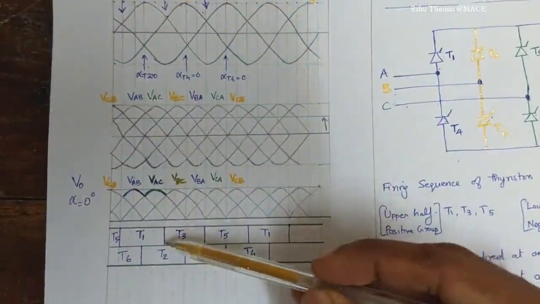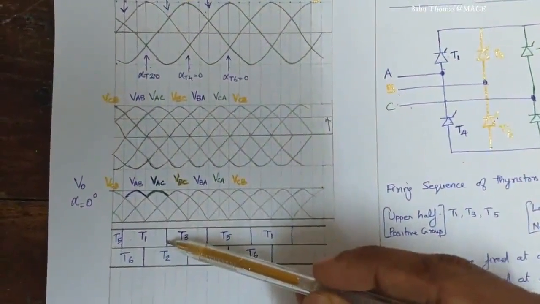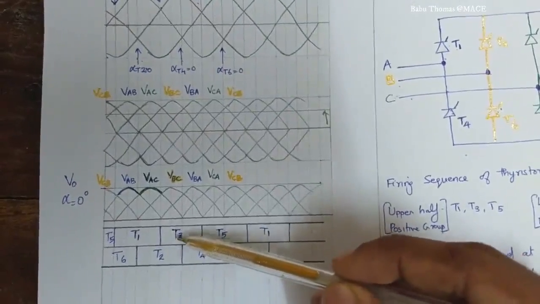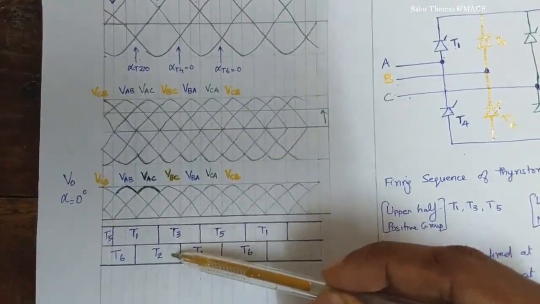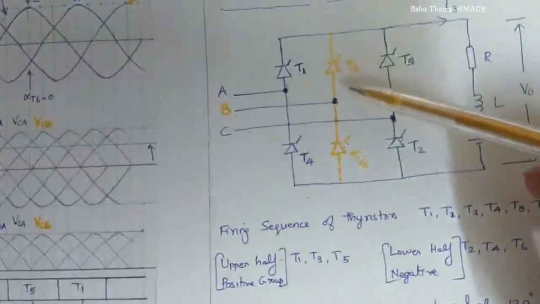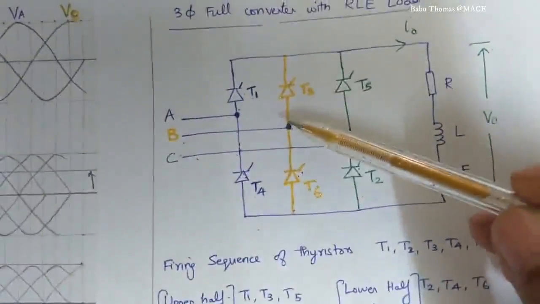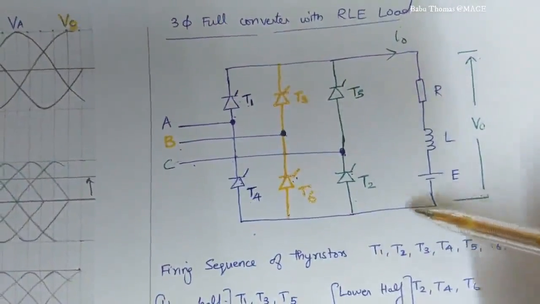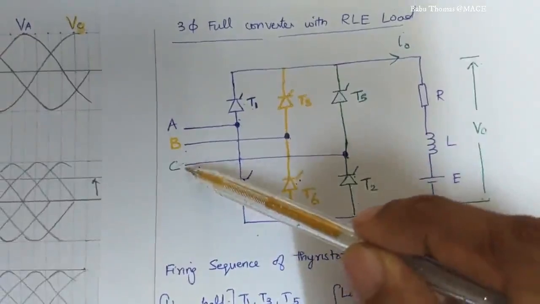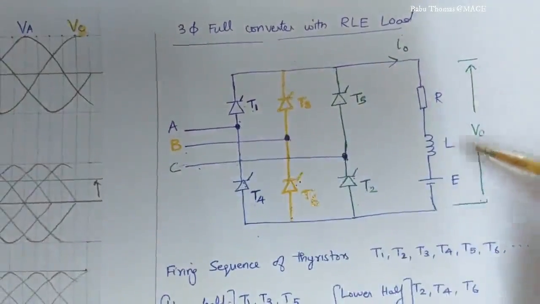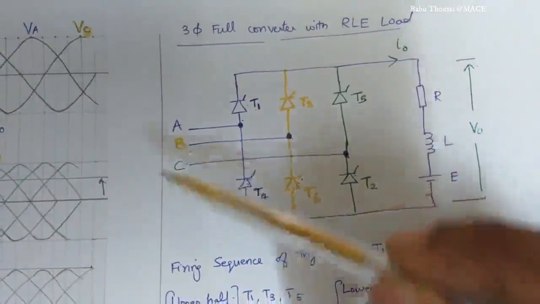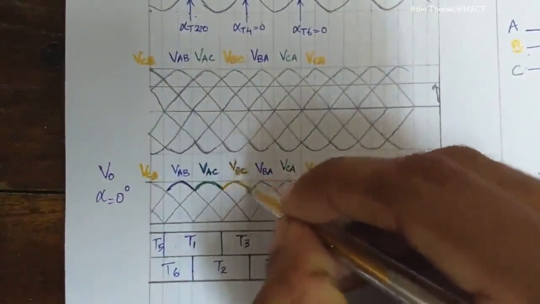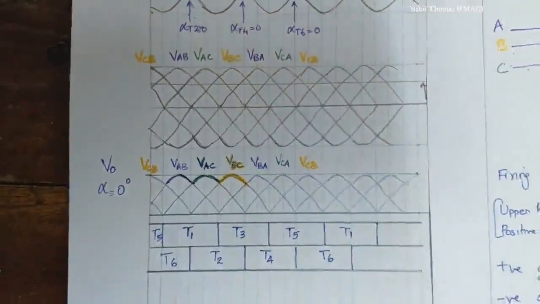Now since T1 has conducted for 120 degrees, T1 is commutated and T3 comes into picture. Now the conducting thyristors are T3 and T2. We will see from the figure, when T3 and T2 are conducting, it is from the point B, T3, RLE, T2 and the point C. So the voltage which is coming across the load V0 is nothing but VBC. So therefore I can plot the load voltage as VBC.